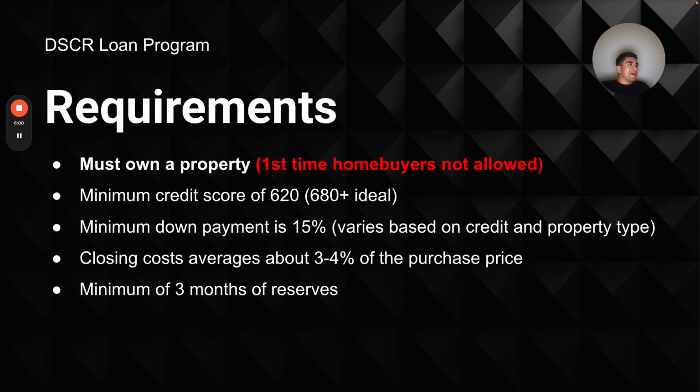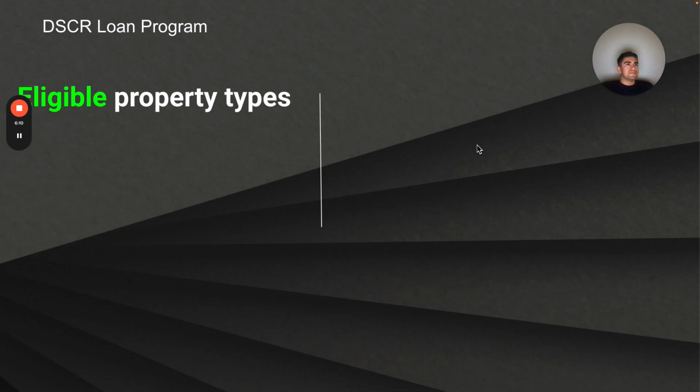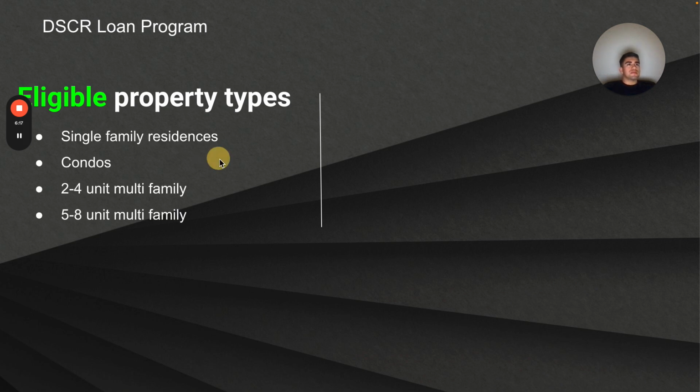That would mean that at the time of closing, the lender wants to see that you have at least 3 months worth of mortgage payments set aside. Okay, moving on here. Eligible property types. What properties are eligible for DSCR loan program? Okay, so we can do single family residences, condos, 2 to 4 unit multifamily, and 5 to 8 unit multifamily.